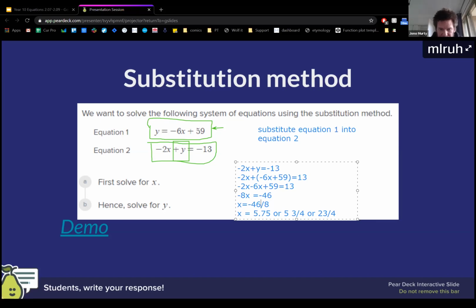Oops, let's get rid of that straight minus sign. So we've solved for x, and now we can solve for y. Oh, made a horrible mistake. Let's do all that again. It is a nice number.